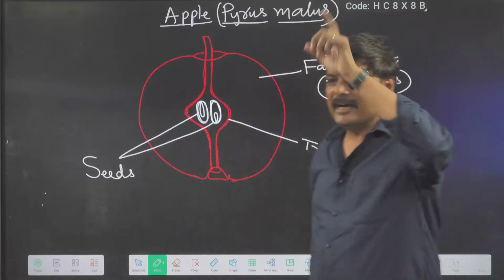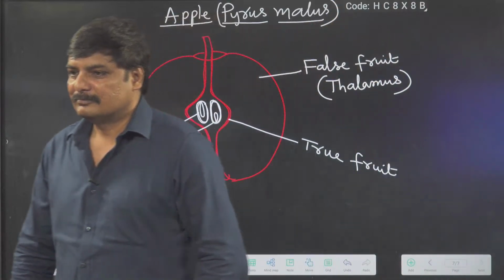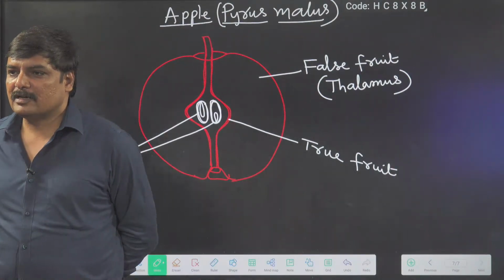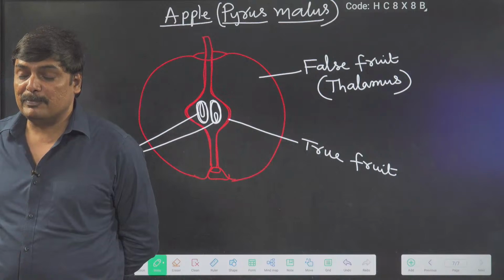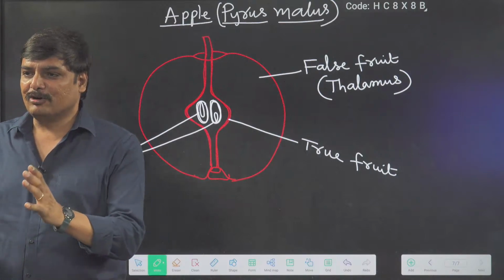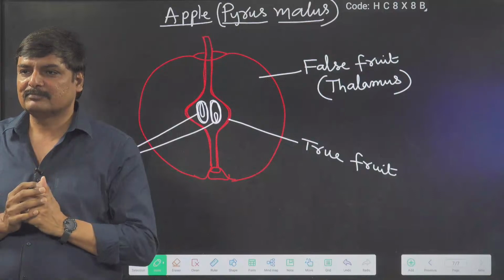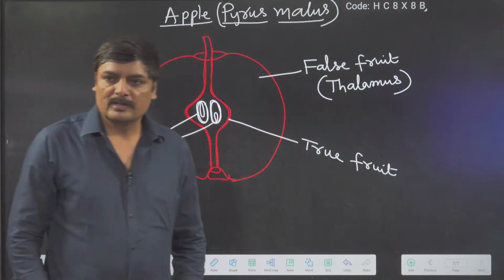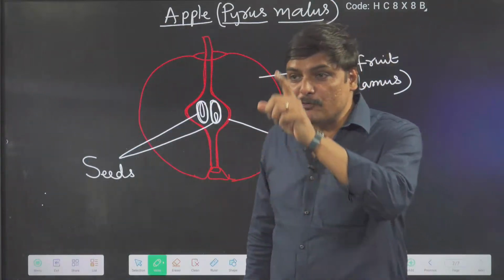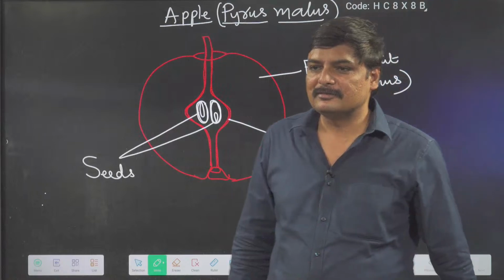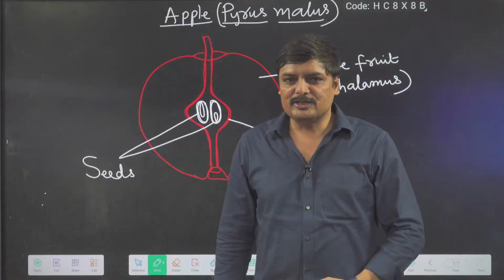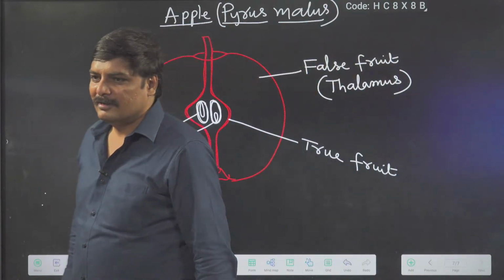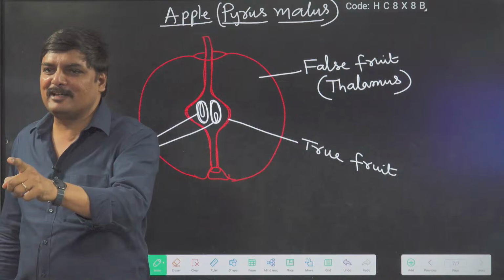Now you tell me, edible part of apple is? Very good. Thalamus. Which part is edible in apple? Thalamus. Is it true fruit edible or false fruit edible in apple? Very good. Only false fruit is edible.